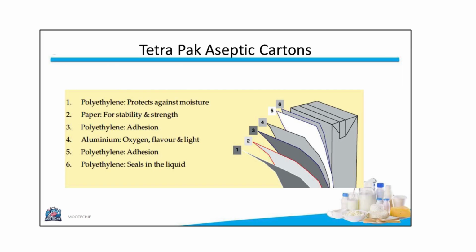Tetra Pak aseptic cartons are a classic example of this technology. The layers in order are: 1. Polyethylene for moisture protection. 2. Paper for stability and strength. 3. Polyethylene for adhesion. 4. Aluminum as a barrier to oxygen, flavor, and light. 5. Another layer of polyethylene for adhesion. And 6. Polyethylene that seals in the liquid.